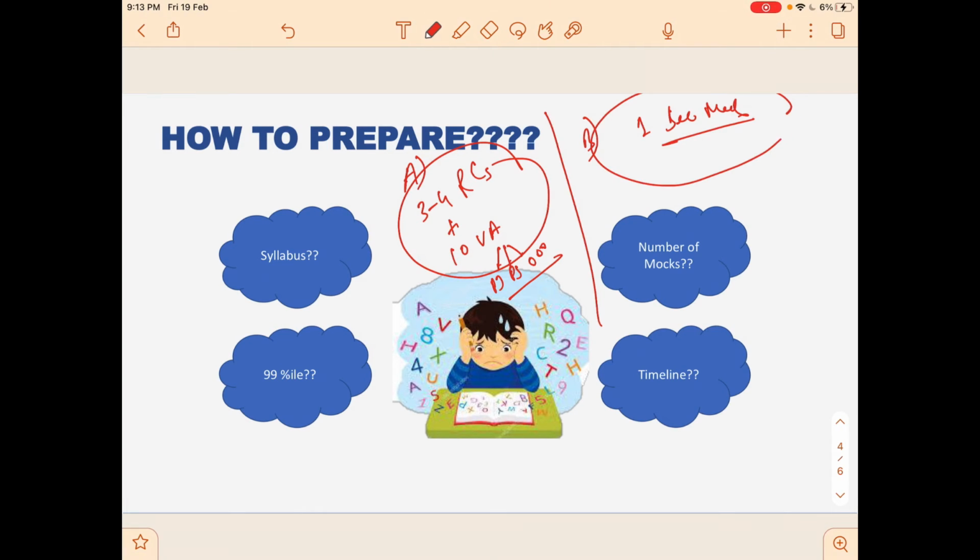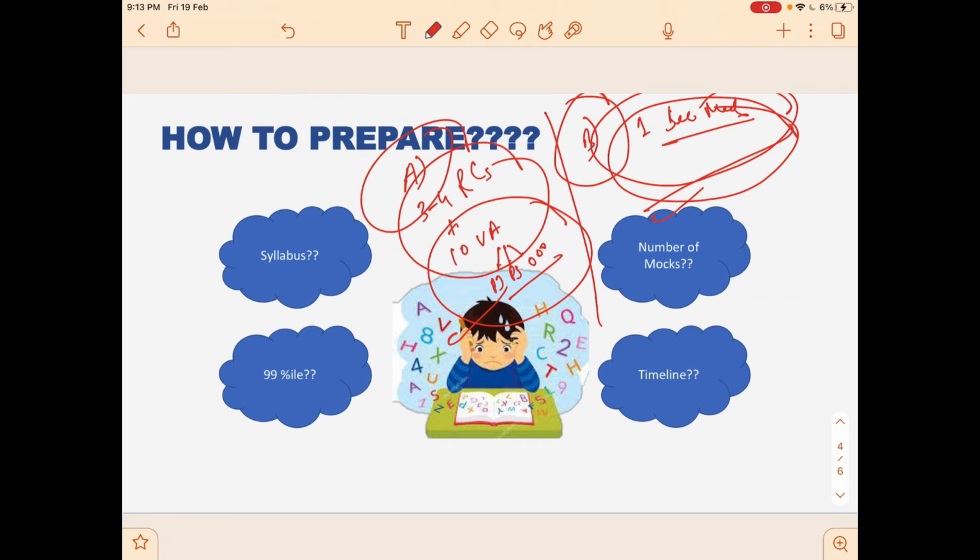There is no upper limit on how many sectional mocks you should give as far as the VA RC section is considered. You can do either of that, or you could switch between them as per your convenience. If you want a focused approach on the VA section, you could do that. If you want to just solve a mock, you could do that too. However, in the beginning, at least for the first few months, I'd recommend you focus more on the first approach, and then later on you can switch between these two approaches.